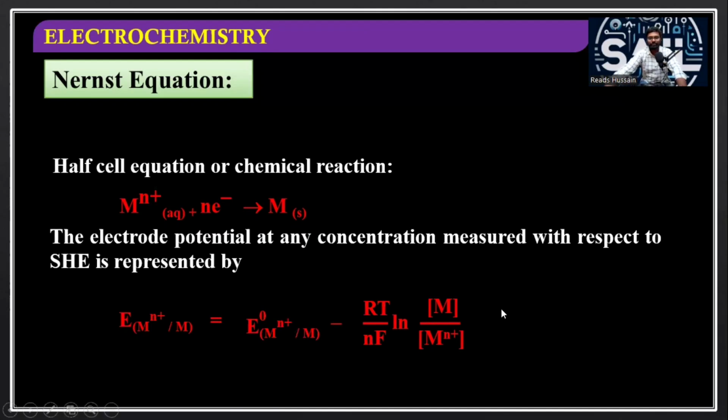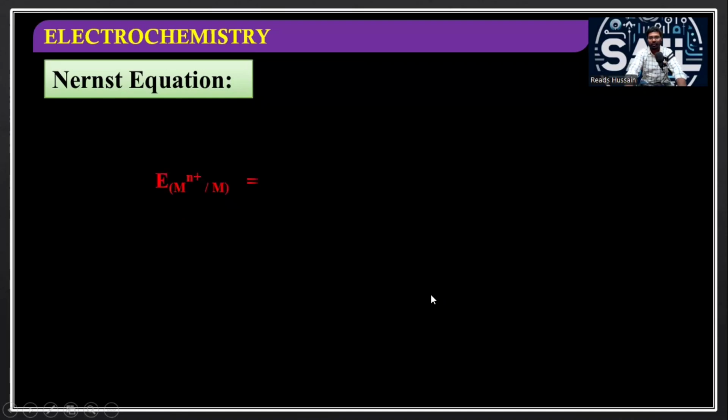But the concentration of solids is taken as unity. Unity means 1. Then how can we change this reaction? This representation E of M plus n bar M is equal to E naught of M plus n bar M minus RT by nF ln, where this becomes 1. Then this representation is modified as RT by nF ln 1 by molar concentration of M plus n ion. So note down this.